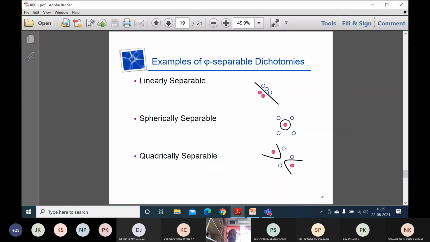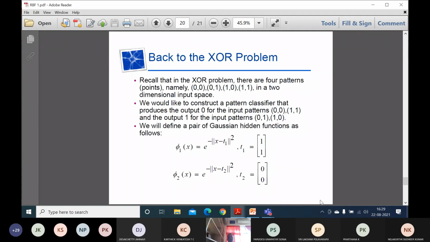Examples of psi separable dichotomies: linearly separable means pink on one side and white on the other side. Spherically separable is as shown in the figure. The next one is quadratically separable, where the two classes lie in different quadrants. This we call quadratically separable, as in the picture.